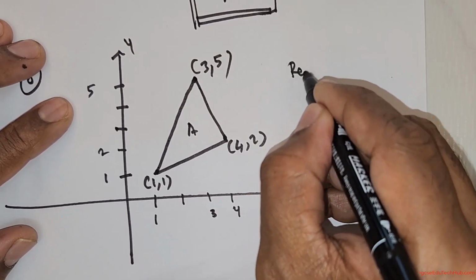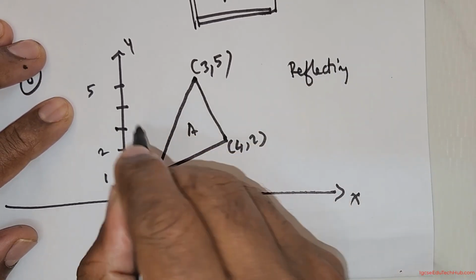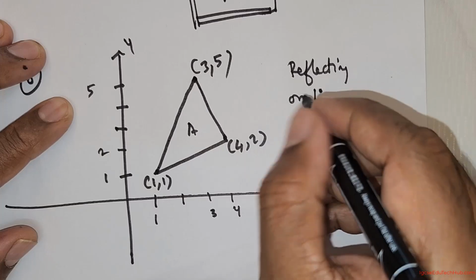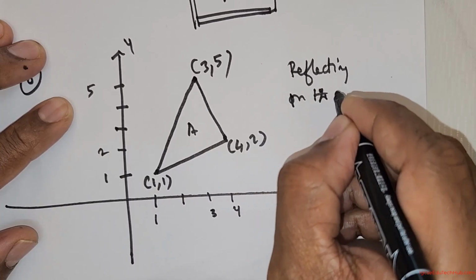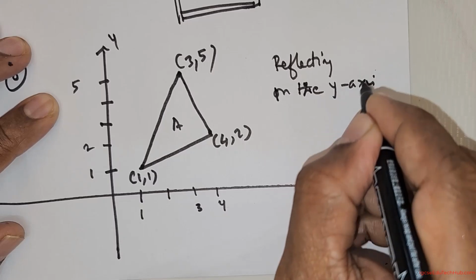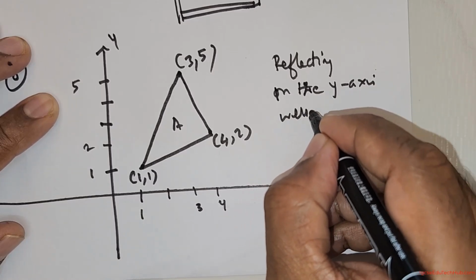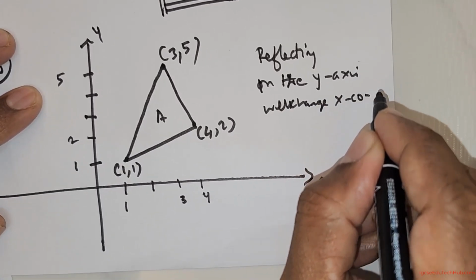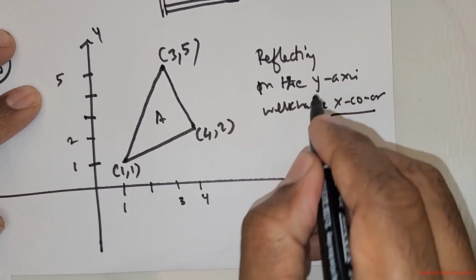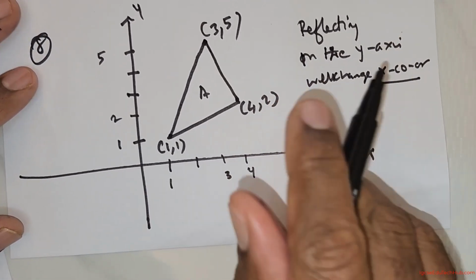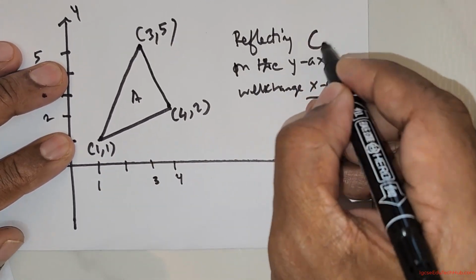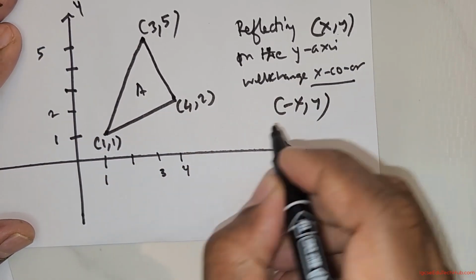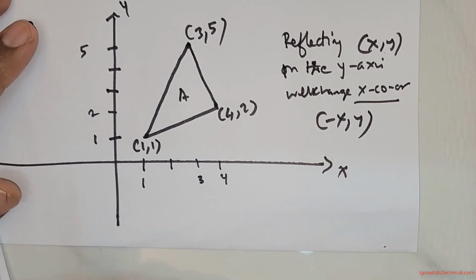Always remember, reflecting a shape like this on, or you can use the word in the y-axis, will change the x-coordinates. Okay, but the y-coordinate will always remain the same. What does that mean? Whenever you reflect x, y on the y-axis, it will become negative x, y. So this will be the new coordinate.